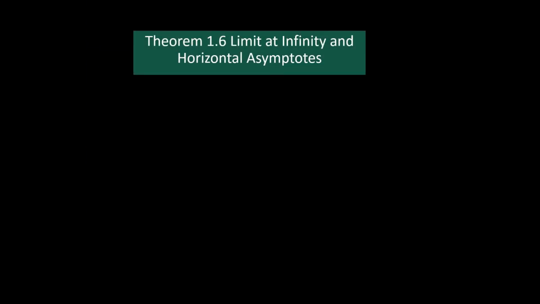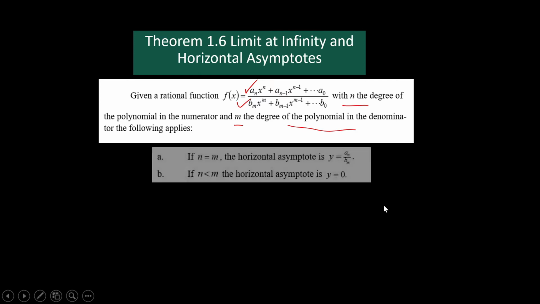Theorem 1.6, limit at infinity and horizontal asymptotes. When we are given a rational function where n is the degree of the polynomial function in the numerator, and m is the degree of the polynomial function in the denominator, the following rules apply. If n is equal to m, the horizontal asymptote is y is equal to a sub n divided by b sub m. Where did this come from? Those are the numerical coefficients of your leading terms.